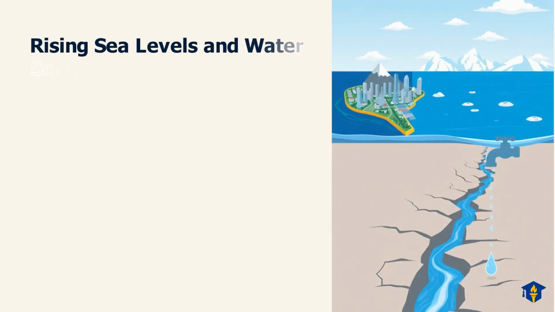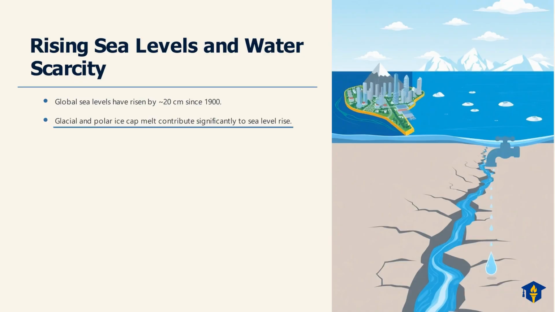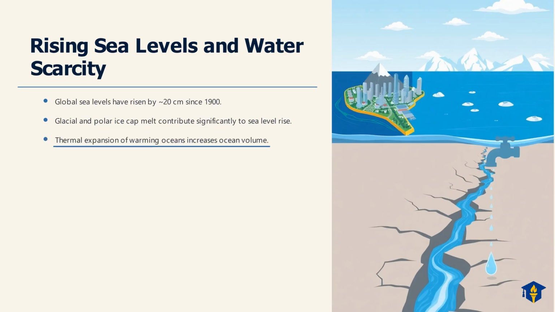Let us now discuss the critical issues of rising sea levels and increasing water scarcity. Global sea levels have risen by approximately 20 centimeters since the year 1900. The melting of glacial and polar ice caps contributes significantly to this ongoing sea level rise. Additionally, the thermal expansion of warming oceans causes an increase in overall ocean volume.